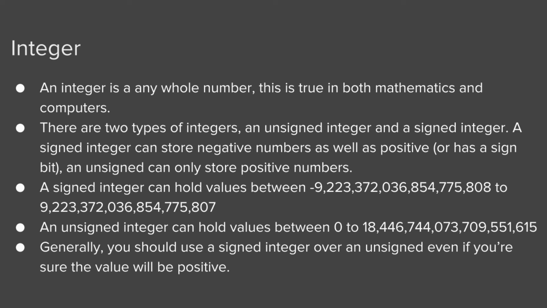An unsigned integer can hold an even higher value. It can hold from 0 to 1.8 times 10 to the 19th, which is exactly double the range of a signed integer because you don't have that negative range to worry about. But generally, you should use a signed integer over an unsigned integer, simply because it could lead to inconsistency, and the compiler will throw a warning if you try to compare a signed and unsigned value, and it could lead to unexpected results and bugs in your programs.